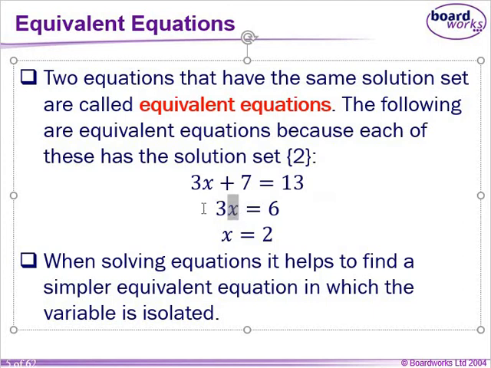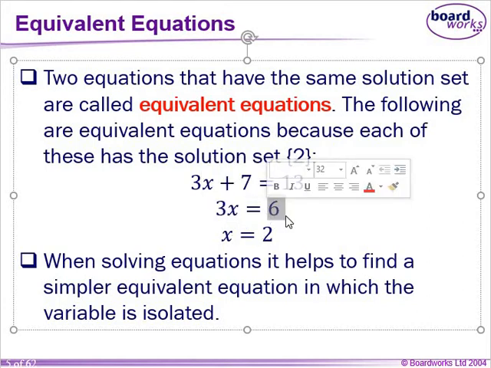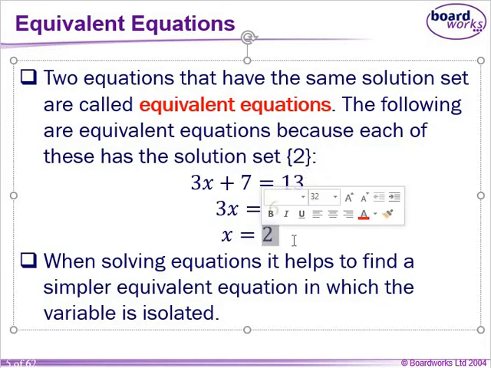So if you divide this by 3 to eliminate the coefficient 3, and then you have the x there. Also, you have to divide this by 3. So 6 divided by 3, then you get the answer 2. So x is equivalent to 2.